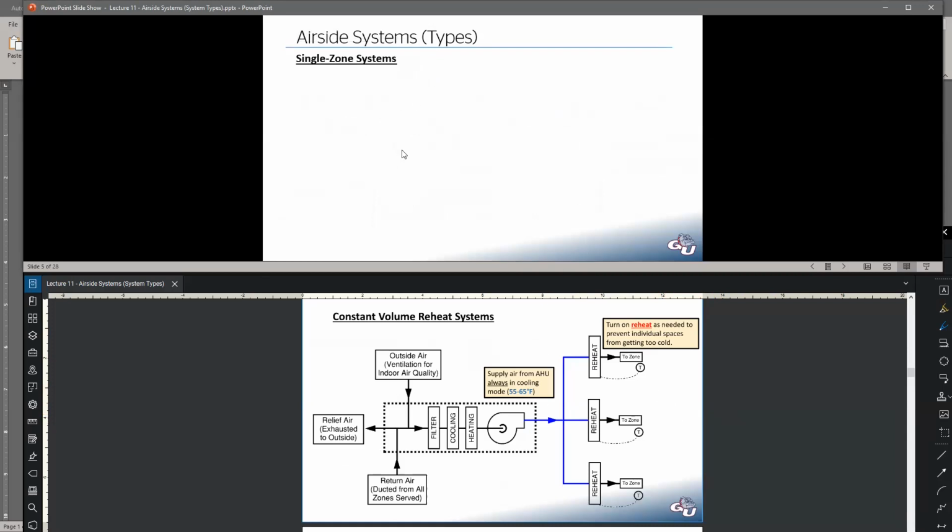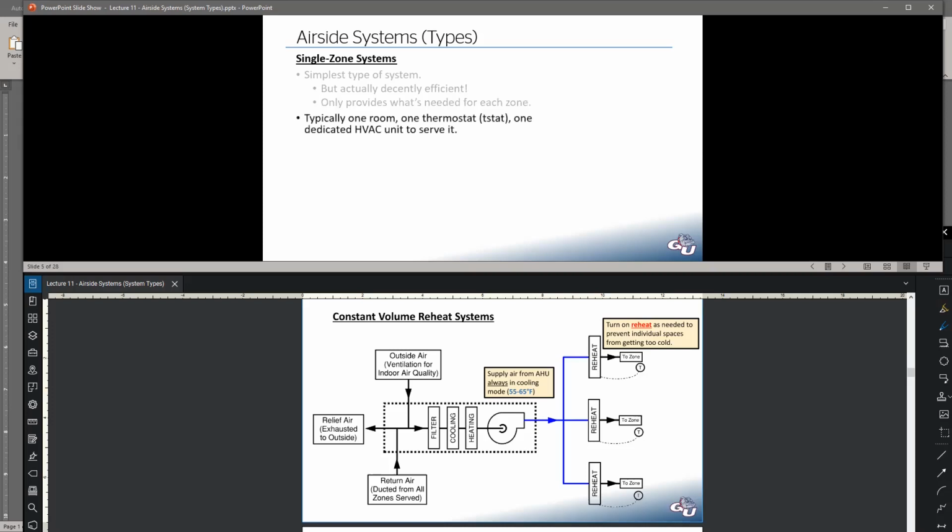But the first and most basic system type is a single zone system. A single zone system is the simplest type of system you can have, but is actually pretty decently efficient as far as HVAC goes. The reason being, it's only going to provide what's needed for each zone. And that's a big part of efficiency, only providing what's needed and nothing more. And single zone systems do a pretty good job of that.